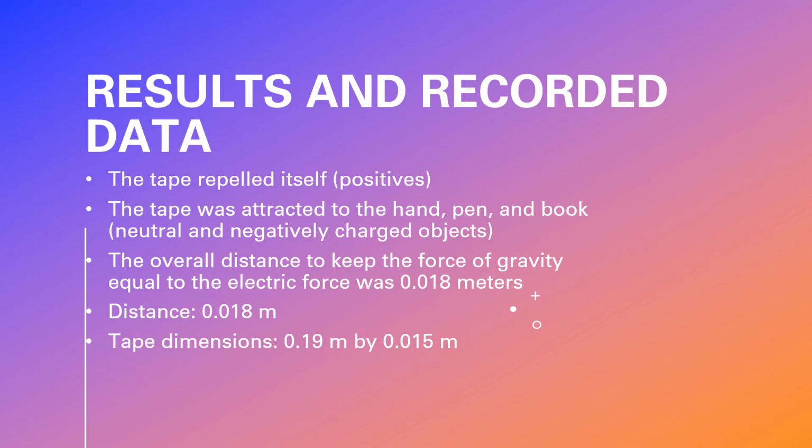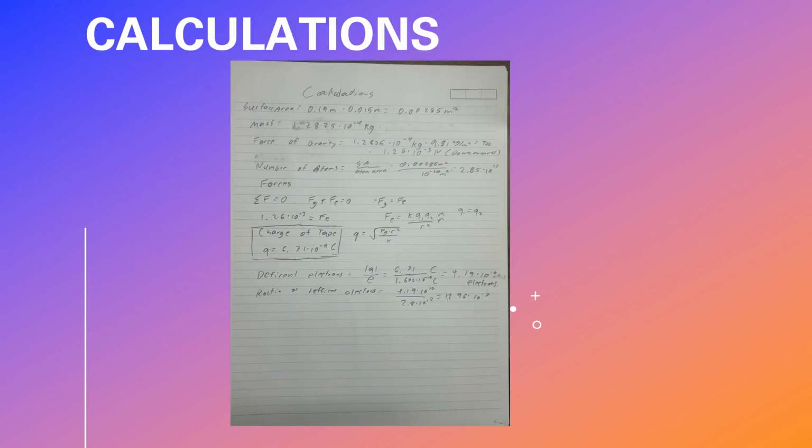So the results from the lab concluded that the tape was positively charged after it was attracted to a negatively charged pen, and it also then repelled another positively charged piece of tape. The overall distance was about 18 centimeters, which converts to 0.018 meters. And then the dimensions of the tape were 0.19 meters by 0.015 meters.